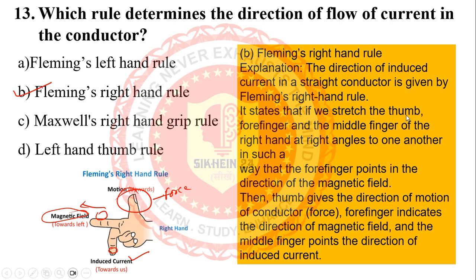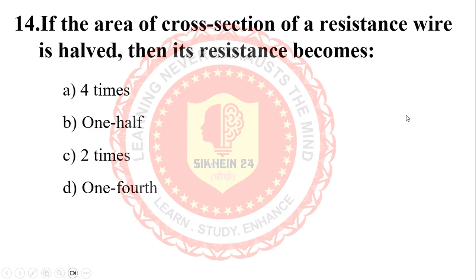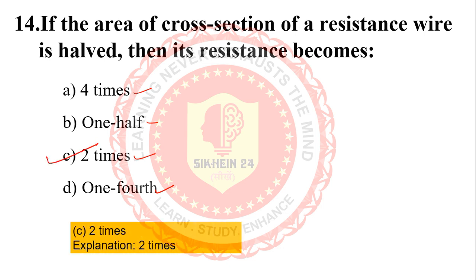Next question. If the area of cross section of a resistance wire is halved, then its resistance becomes: 4 times, 1/2, 2 times, 1/4. I go with C. Let's see. 2 times. Here I also added the solution.